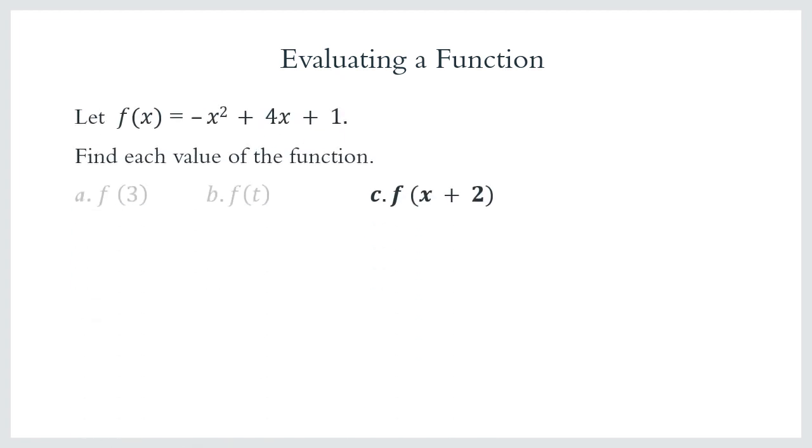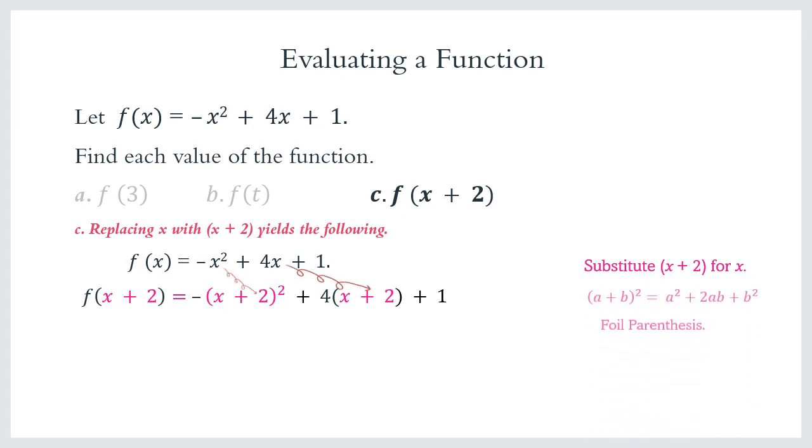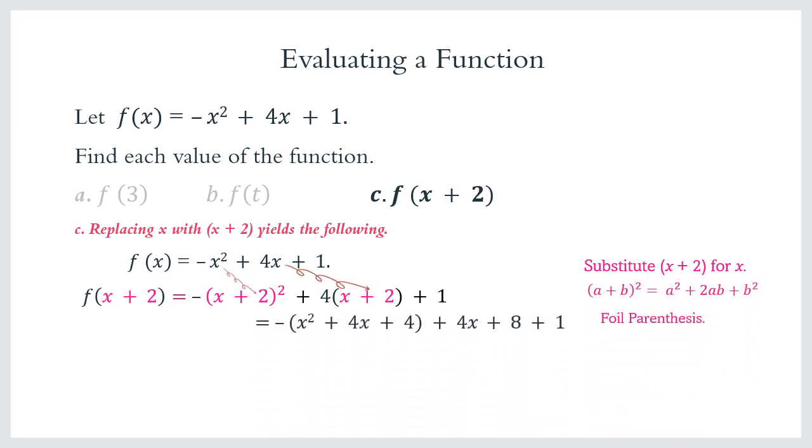Now again, the same example, if I want to evaluate f of x plus 2, just replace x with x plus 2. So don't forget to FOIL and distribute. Then we need to simplify. Therefore, the final answer is negative x squared plus 5.